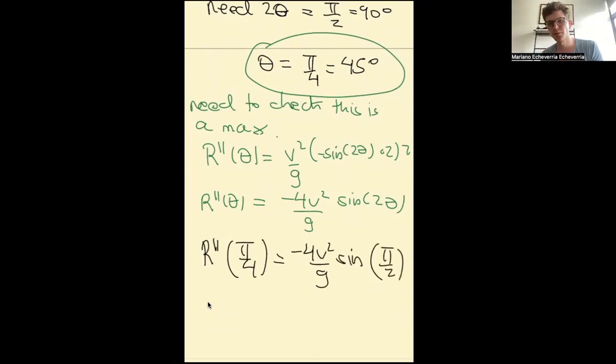What is the sine of pi over 2? Anyone remember this? What is sine of 90 degrees or sine of pi over 2? It's just 1, so you get minus 4 v squared over g. This is a positive quantity, so this number is negative altogether. That means the second derivative is negative, so you're sad. And if you're sad, you get a max. So it does yield a max by the second derivative test.